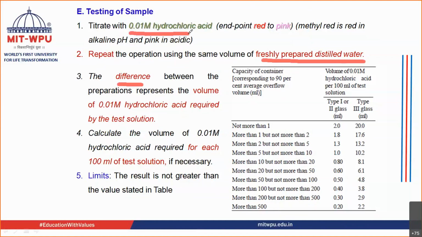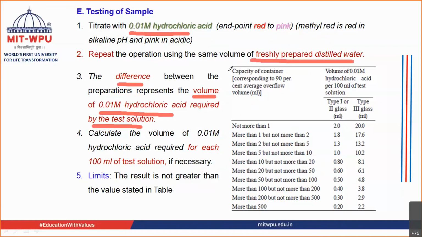What is the reading over here and what is the reading that is obtained from distilled water, which is not added inside your container and which has not been autoclaved. Okay, normal freshly prepared distilled water. With that also you are going to carry out these tests. The difference between these two, that is the sample and the blank, will give you the volume of hydrochloric acid required for the test solution.